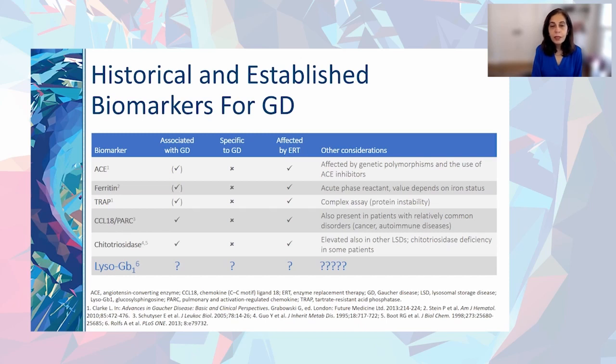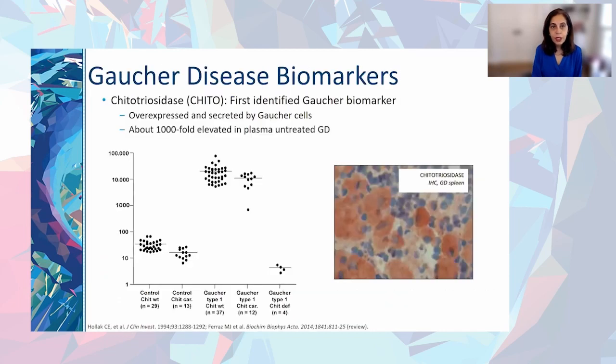And let me walk you through during this talk its utility in patients with Gaucher disease. So again, going back, we know chitotriosidase was the first identified Gaucher biomarker. You can see that there is a much higher level in patients with Gaucher disease as compared to normal controls.